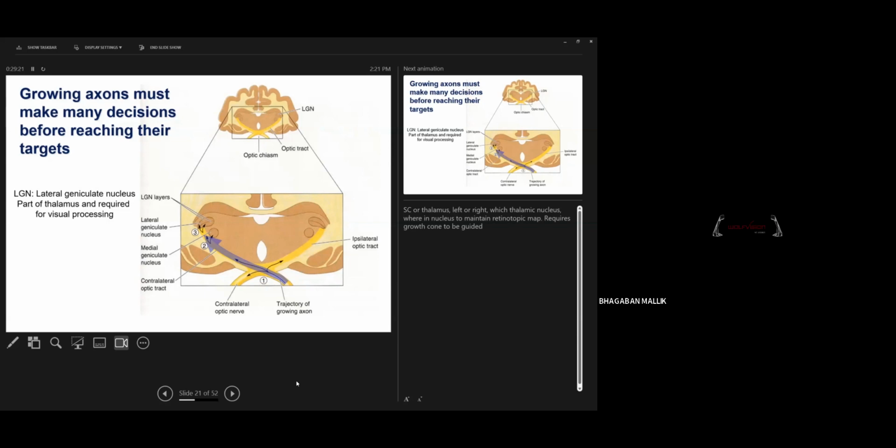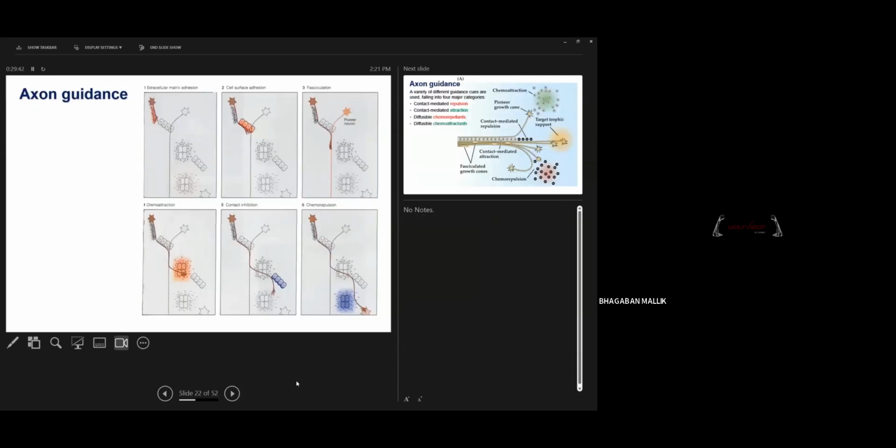So here in this region of the brain, the lateral geniculate nucleus is a part of the thalamus, which is required for visual processing. It shows how the growing axon is targeted to different regions of this brain. So there are a lot of things that happen in between. So we'll go through molecularly how this happens, how the axon is guided to different parts of the brain, and how it grows to different targets in the brain.